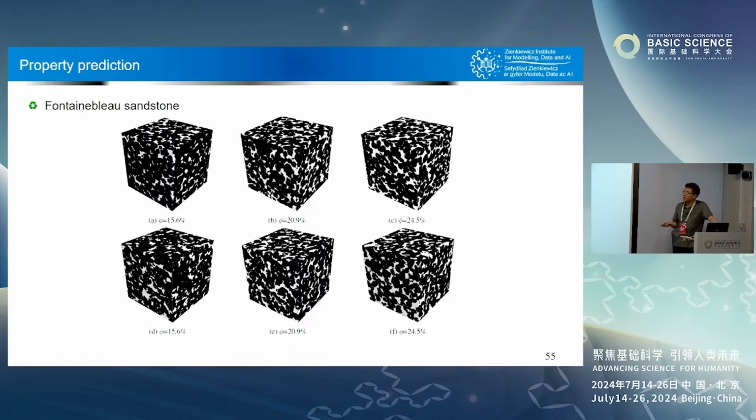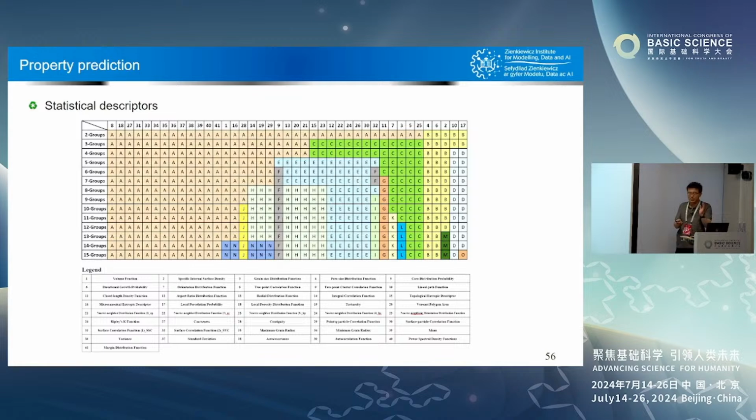Rocks we considered sandstone. Predict directly the permeabilities. Labeled data, also descriptors. Your design space, or your training data set requirement, is lower.